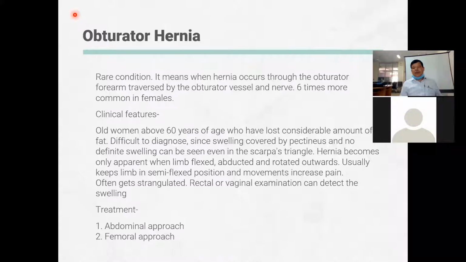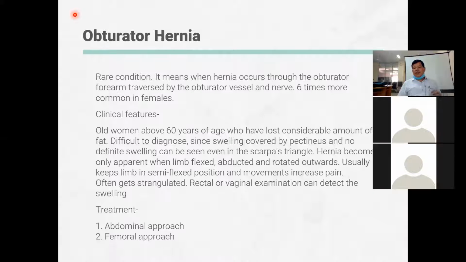So for that problem they usually come, and usually they keep the limb in a semi-flexed position. Movement increases pain. So whenever they move or put it under stress, then pain occurs. So this hernia is very rare. Whenever present, they also present with pain in the femoroinguinal regions on flexion of the hip joint.